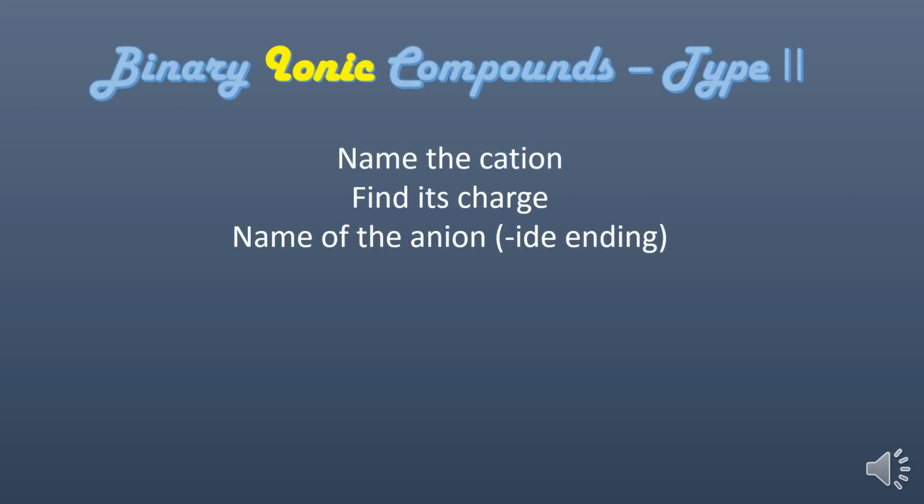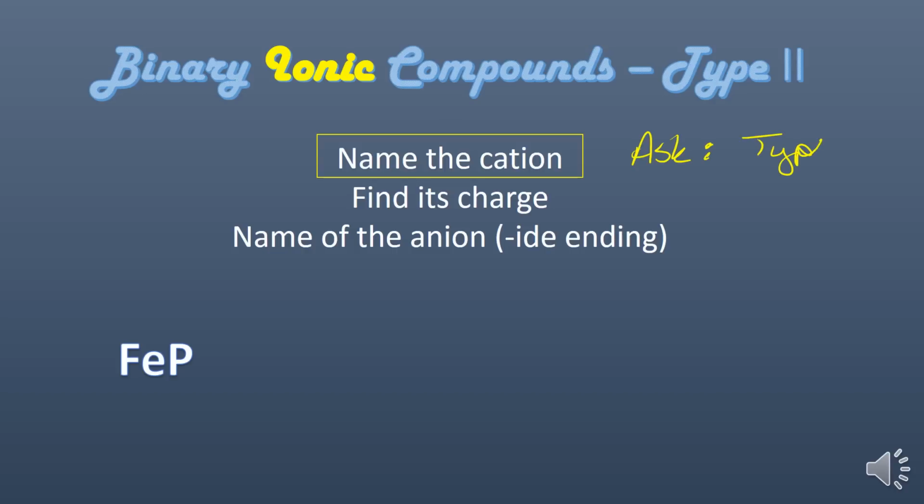I want to try FeP. So the first thing we want to do is name the cation. And you know, I should have another rule in here. Let's add another rule because I can. You need to ask, is the cation type 1 or type 2? Well, it's type 2 because, you know, I wrote type 2 up there, but you should add that in the rules. If it's a type 2, you have to find the charge.